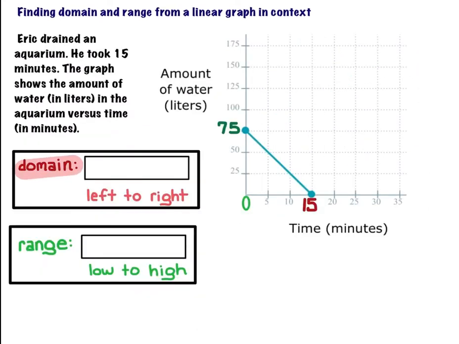In this problem to find domain, which refers to the x's or time in minutes, we want to look from left to right. So the furthest that this graph is to the left is 0, and the furthest we can move to the right is going to be 15. So our x values are going to be from 0 to 15.